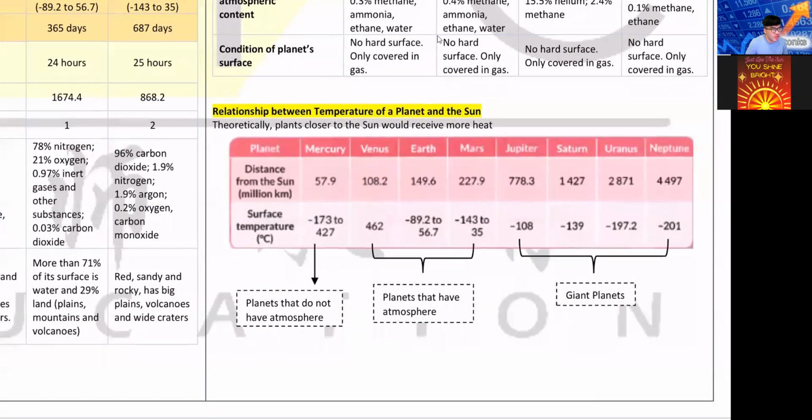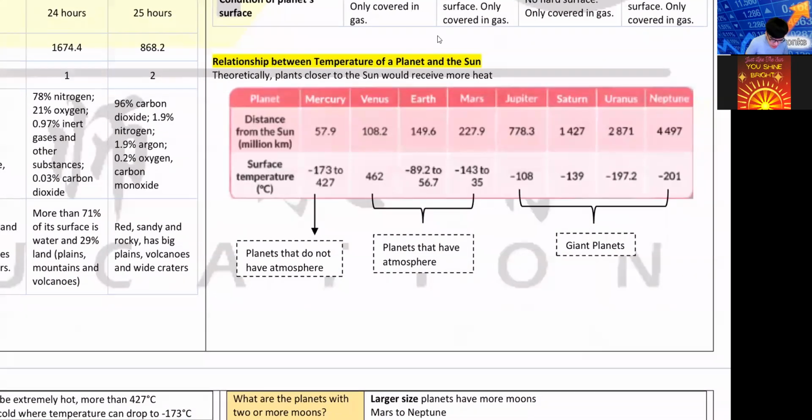So the relationship between the temperature of a planet and the Sun, I'm sure you know this. The further away from the Sun, the colder it gets. Common sense. The closer you stand to a fire, the hotter you feel. The further you stand away from it, the colder you feel. So as you can see, all these giant planets are pretty cold.